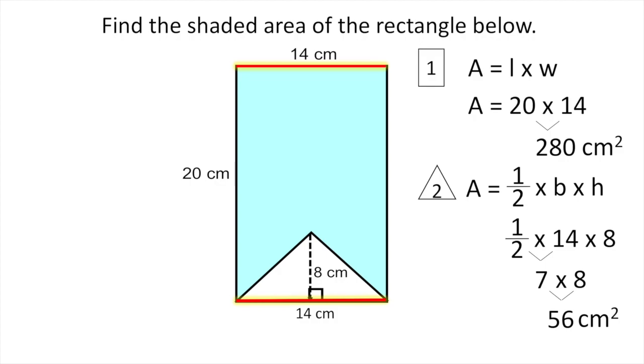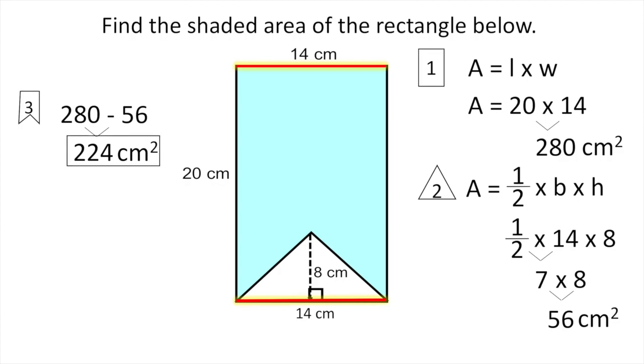Now I have one step left. I want to find just the shaded area of the rectangle. So I'm going to need to subtract the triangle from the entire rectangle because I don't want to include that unshaded part in the area. So I'm going to subtract 280 minus 56 equals 224 centimeters squared, and that is the shaded area of the rectangle.